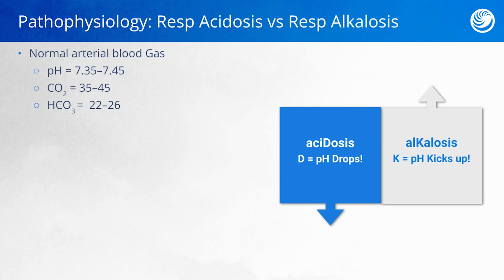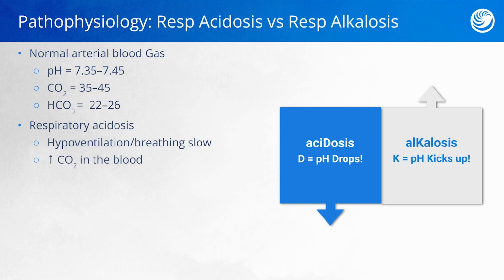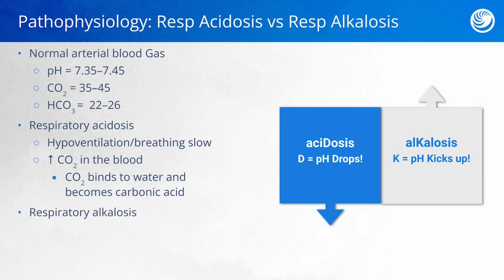So let's look at what's irregular, starting with respiratory acidosis. With respiratory acidosis, keep in mind that our normal lung function should be oxygen in and CO2 out. With these patients, they're going to be hypoventilating, or breathing slow. So think respiratory acidosis, breathing slow. When we're breathing slow, we are holding more CO2 in the blood. Now, this CO2 combines with water and it becomes carbonic acid, which is why our body is in an acidic state.